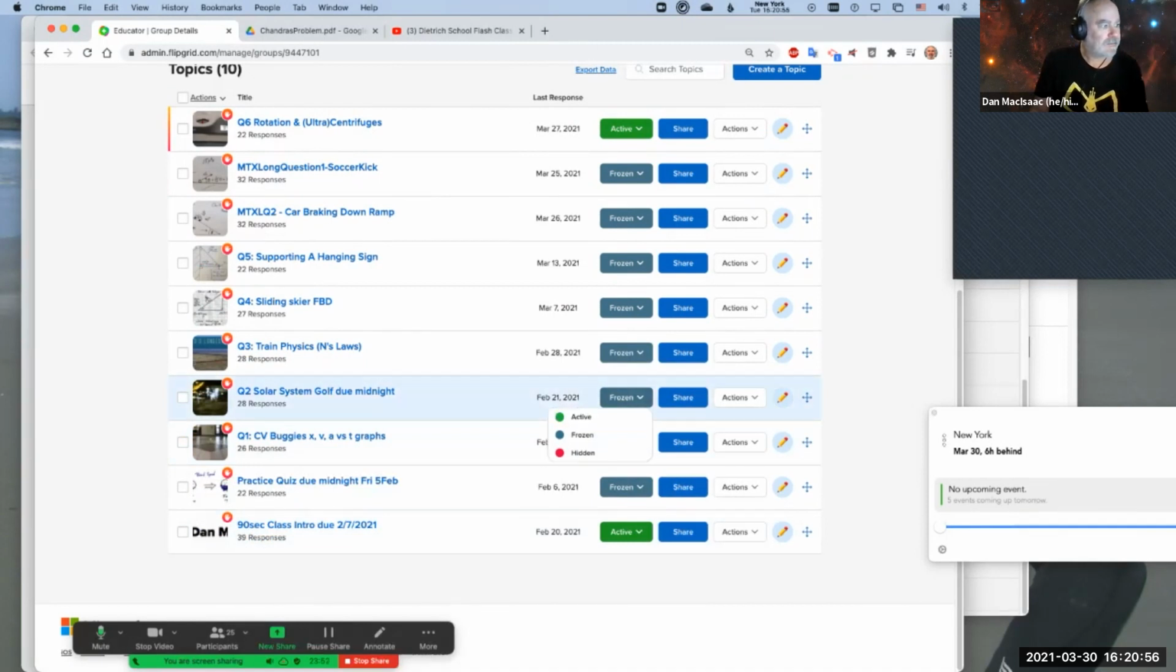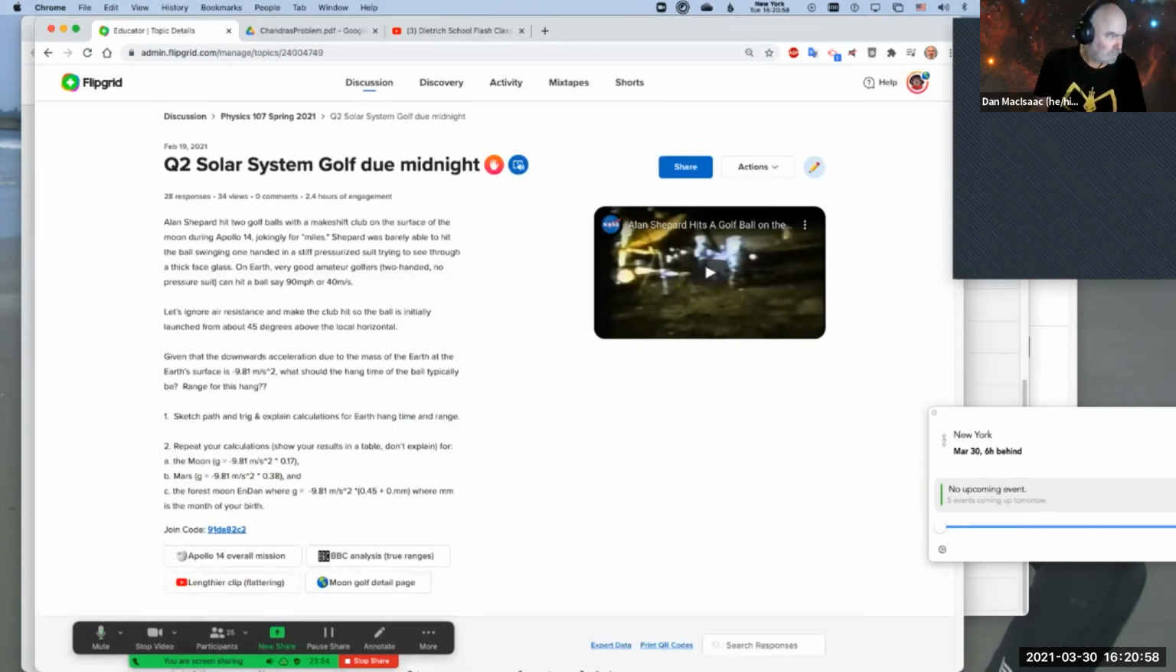Here's one based on Alan Shepard hitting the golf ball on the moon, and how long the hang time was, and trying to figure out what was going on during their projectile motion. And this one also has the forest moon end where G is minus 9.81 meters per second squared times 0.45 plus 0.mm, where mm is the month of their birth. So the students there have an individual number, which is pretty typical.